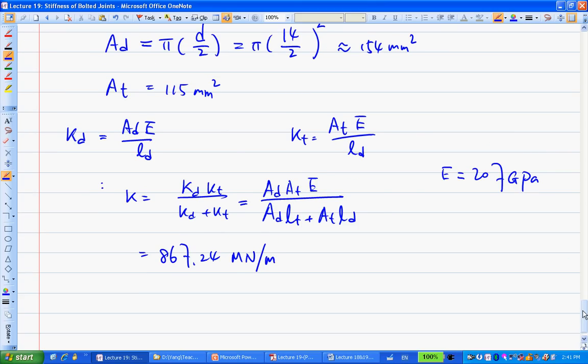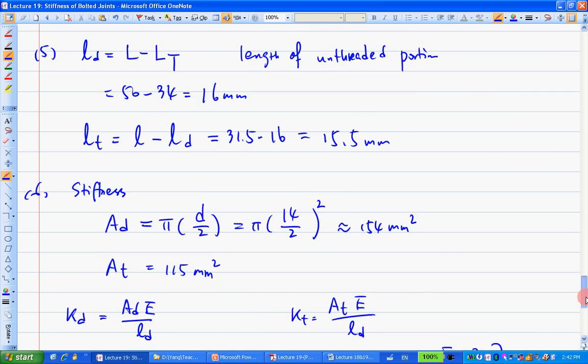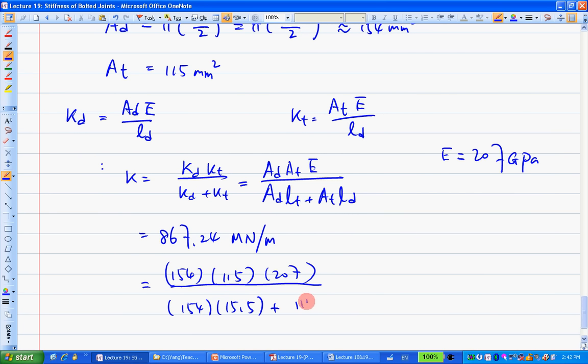When you do this calculation, be careful with all the units. Right now this is all millimeter and gigapascal, so you don't need to do anything, just plug all the numbers in. AD is 154, AT is 115, E is 207, so no need to change anything, and you will end up with meganewton per meter. 154 times LT, 15.5, plus AT, 115, times LD, 16. This is how it's got. Is that clear? That's the stiffness of the bolt.